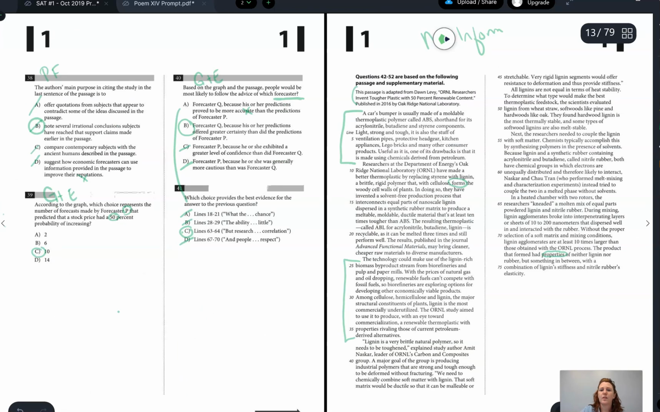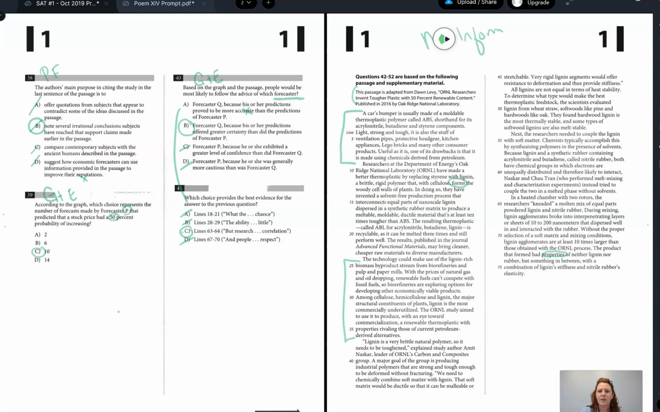All right, so we know that this is going to be important. Why do we list a bunch of everyday objects? A car's bumper is usually made of a moldable thermoplastic polymer called ABS, shorthand for a bunch of words I probably don't need to know. Light, strong, and tough, it is also the stuff of ventilation pipes, protective headgear, kitchen appliances, Lego bricks, and many other consumer products. Useful as it is, one of its drawbacks is that it is made using chemicals derived from petroleum.